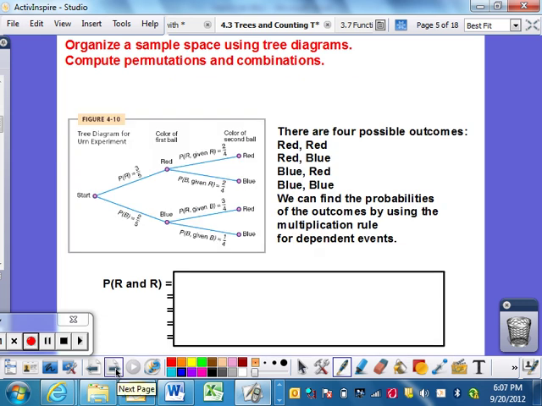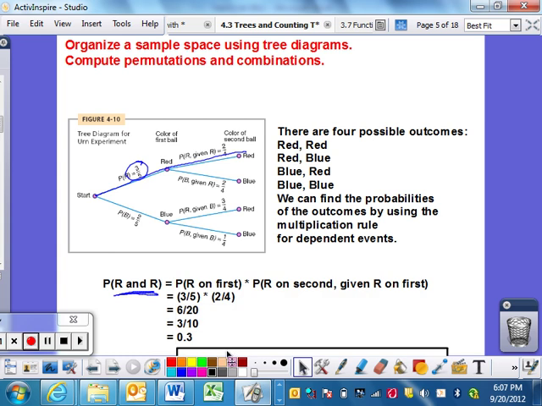So like I said, there's 4 possible outcomes. What is the actual probability? Now this is your conditional probabilities, no different than we had last section. If I want to get a red and a red, I got to follow the yellow brick road. I'm going to go red and then red again. So what's my probability of the first? 3/5. What's the probability of the second?